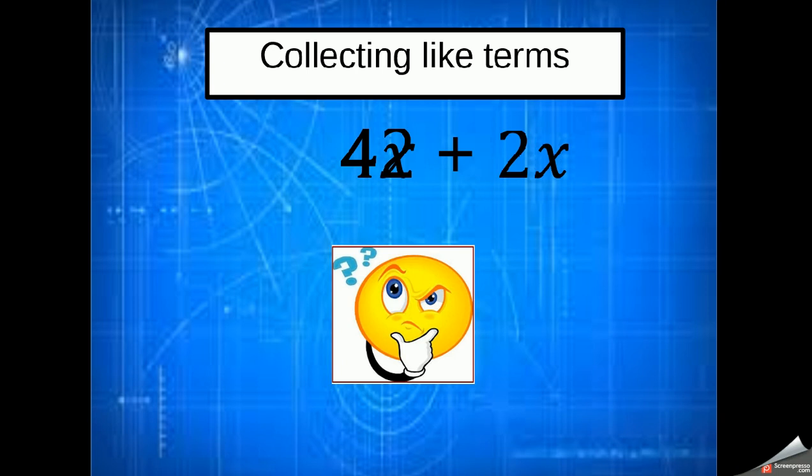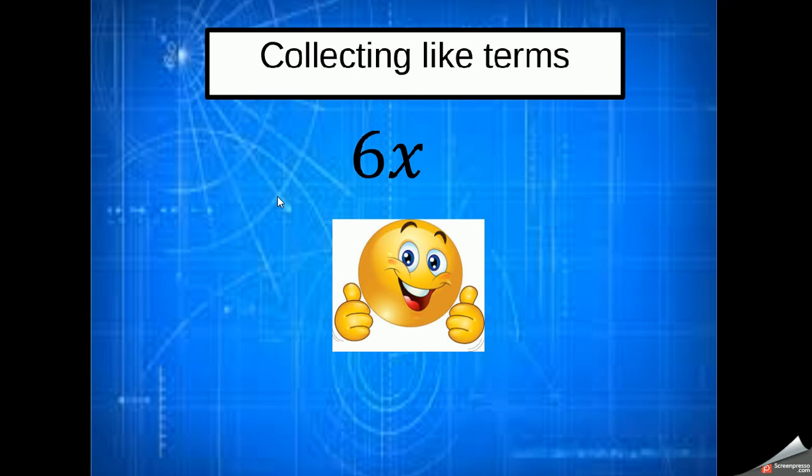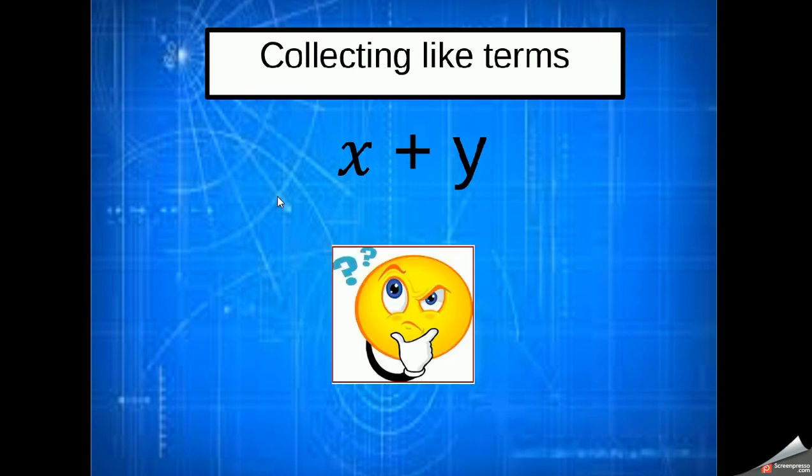Apologies about the merger by here. So this time we've got 4x plus 2x. So what do we get? Well, 6x. In the first one, there was one lot of x and one lot of x, which meant we got two lots of x. And this time we've got 4 lots of x, and 2 lots of x gives us 6 lots of x. Simple enough.